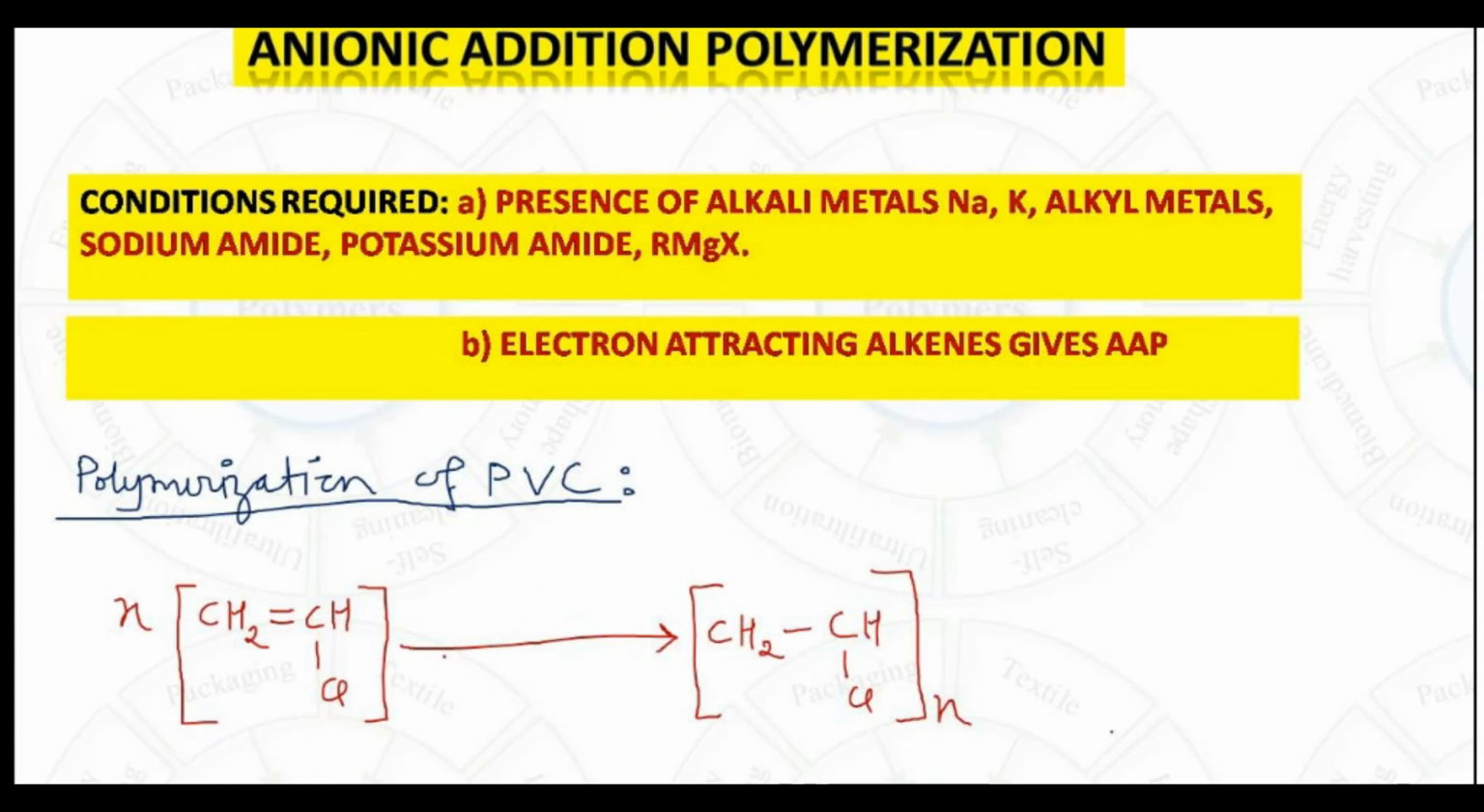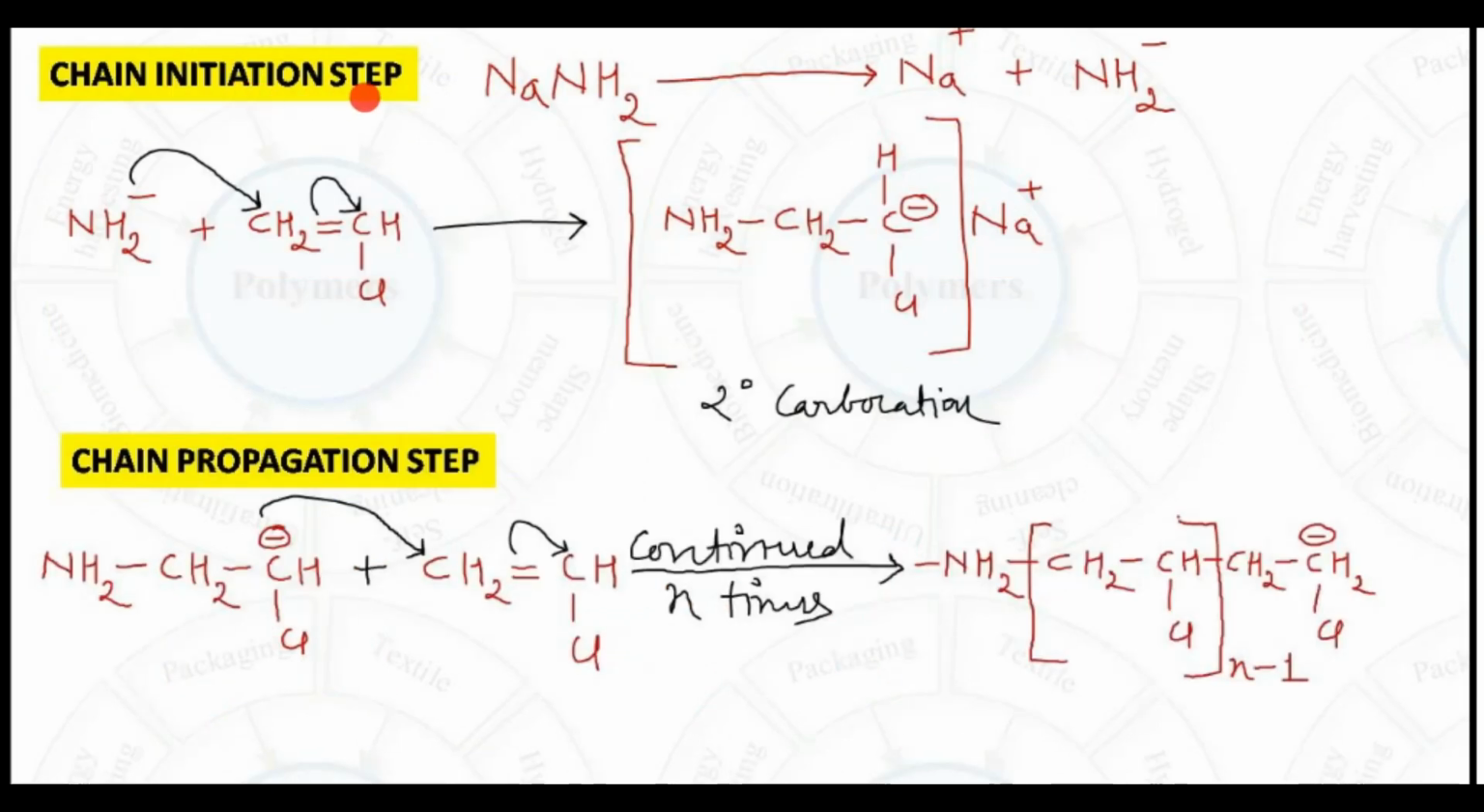So how does the mechanism go? Again, the chain initiation step is there. This is your NH2 negative, the amide group, which I have extracted from this sodamide, right? And this Cl is electron pushing, making the bond between the carbon and hydrogen weaker. That means these hydrogens are a little bit acidic now. Okay. So this NH2 negative can grab the hydrogen from here, or it can attack.